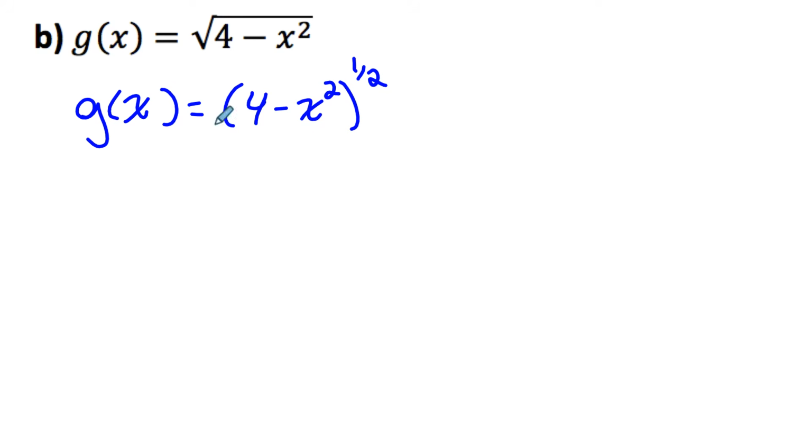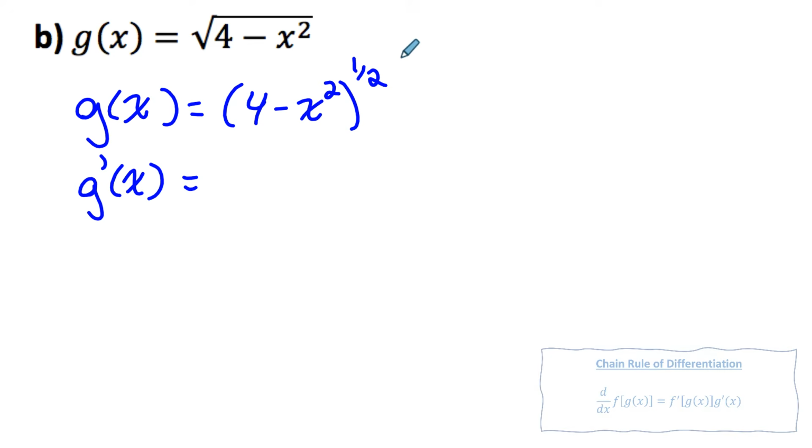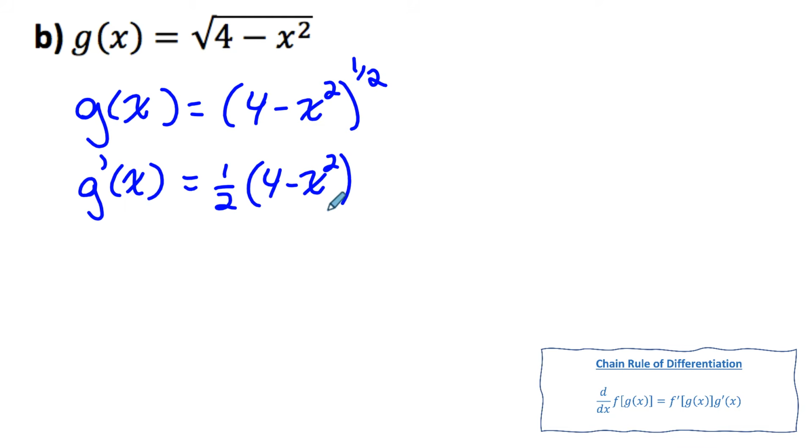So now that I rewrote the original function, we can differentiate it using the chain rule. Bring the exponent down, leave the base of the power exactly as it is, reduce the exponent by 1, so a half minus 1 is negative a half. But then this has to be multiplied by the derivative of the inside function. And the inside function is the base of the power, 4 minus x squared. So the derivative of that is negative 2x. So I need to multiply this by negative 2x.